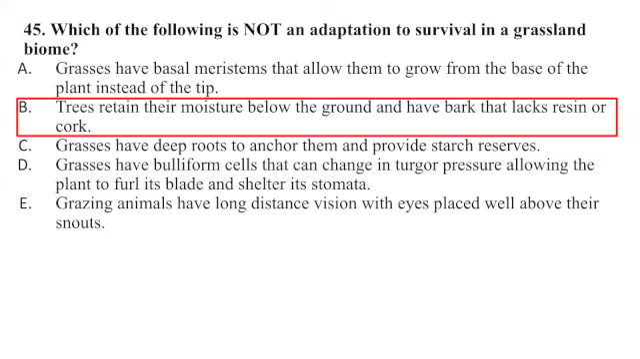Okay, statement E is also true because in grassland biomes, there are almost no trees or other tall plants. And so in order to avoid predators, grazing animals have perfect vision to be able to see danger. So B is our correct answer here.